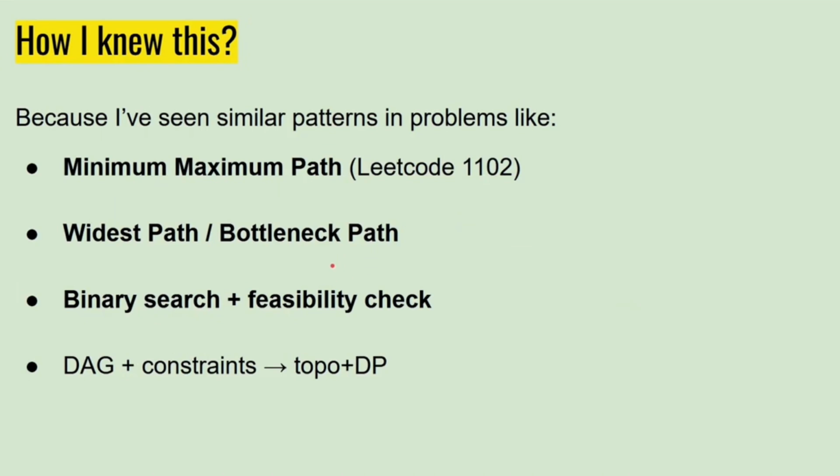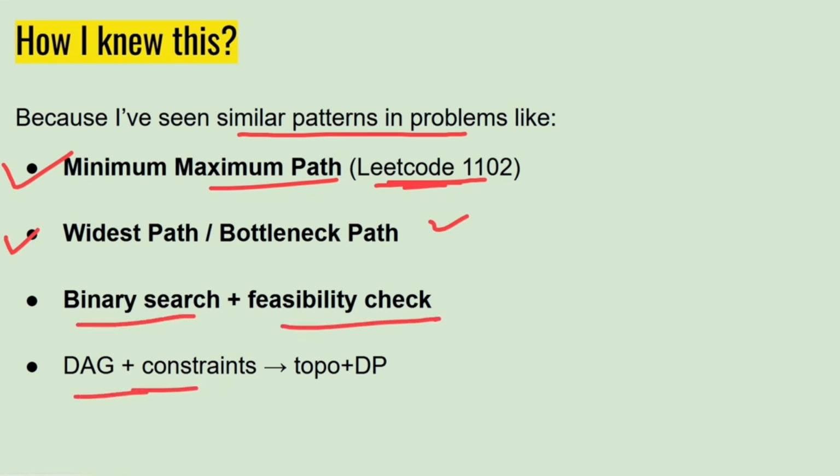So now you can ask how I know that we are going to solve it this way. Because I have seen similar problems. Let's suppose you have already seen minimizing and maximizing the path. So this is a LeetCode problem where you can understand how to minimize the maximum path, a problem where you can see and understand the pattern. This is another problem, widest path or bottleneck path, you can try, and there is a concept of binary search and the feasibility check, and the DAG constraint we have to use, and topological DP concept, right?